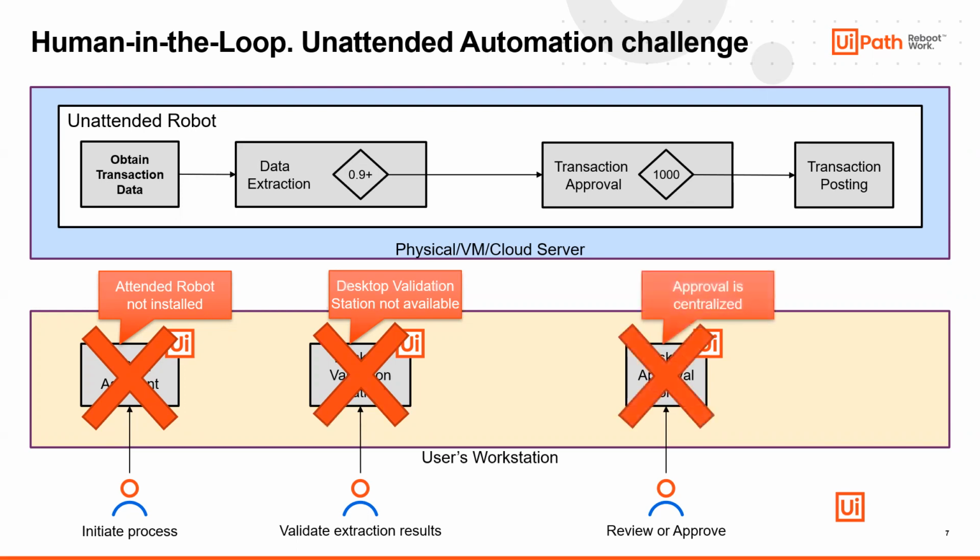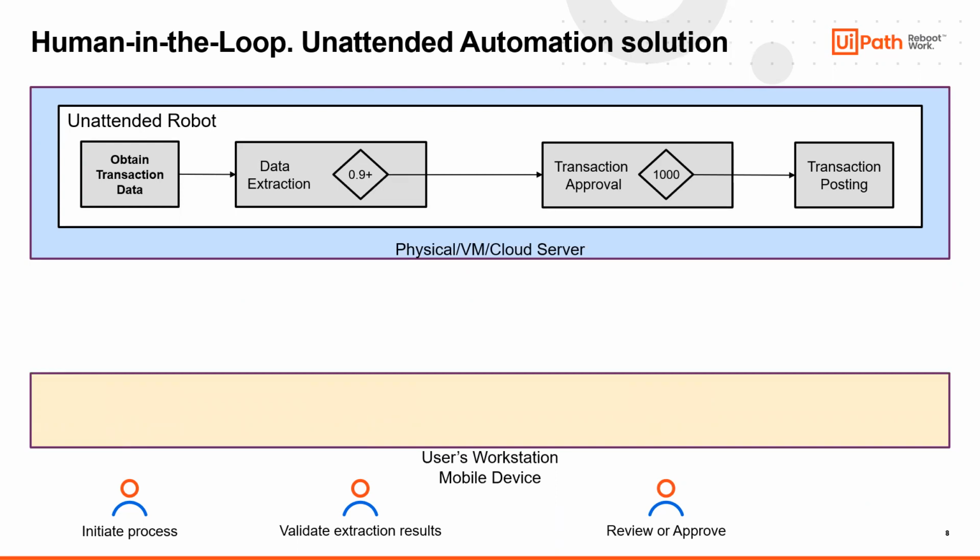And finally, approval may be centralized. So all the documents processed by unattended robots may need to be approved by many, many people. And that's why having an approval form displayed on only one workstation wouldn't be practical. So how do we address this challenge? Well, we grab UiPath Apps and we grab UiPath Action Center.